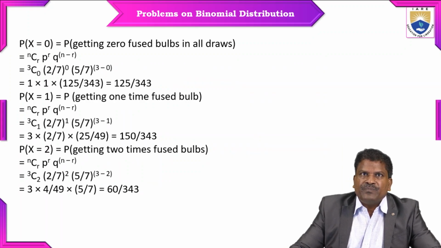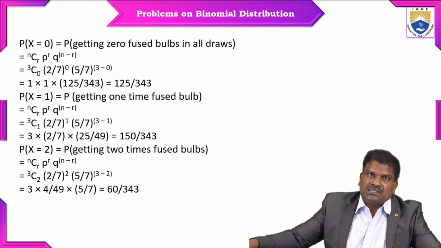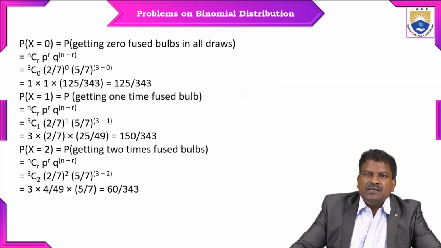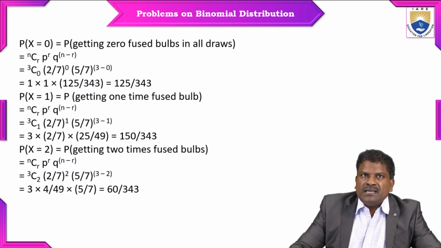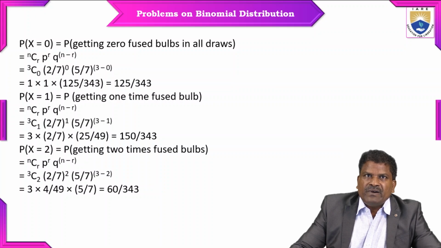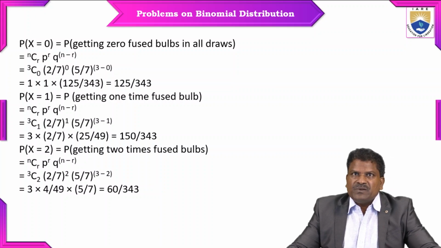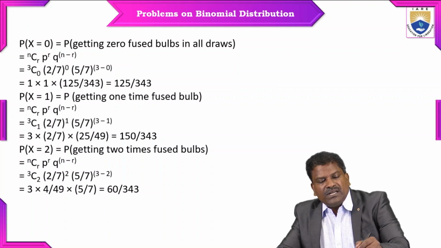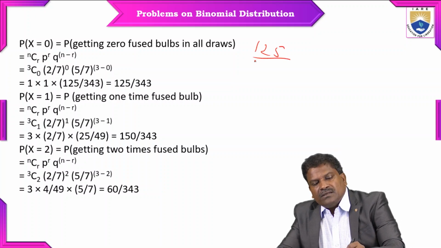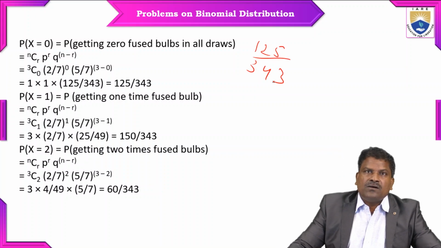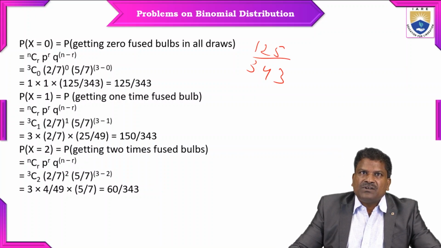Find P of X equal to 0. It means P of getting 0 fused bulbs in all draws. Keep it in the formula, nCr, P to the power r into Q to the power n minus r. n value 3, 3C0, P is 2 by 7 to the power r, 0, Q is 5 by 7 to the power n minus r, 3 minus 0. After simplification, it is coming as 125 by 343.